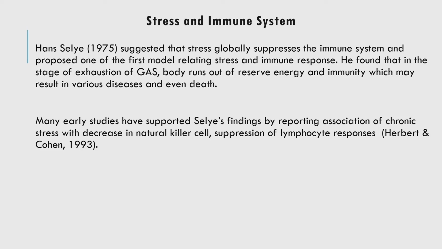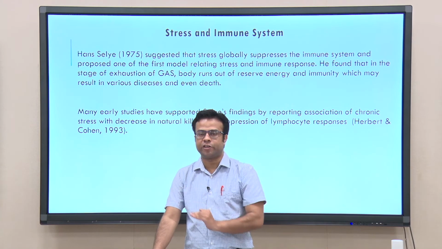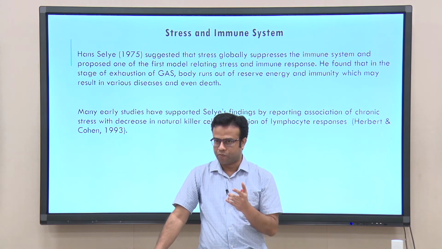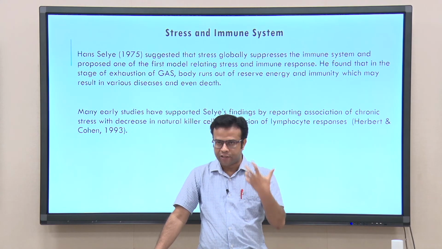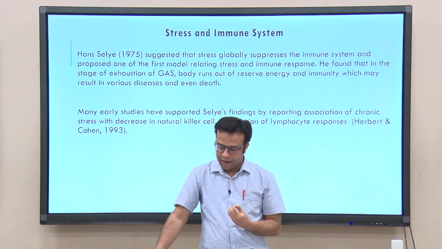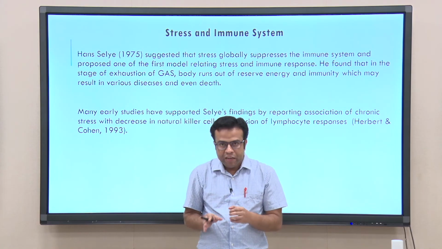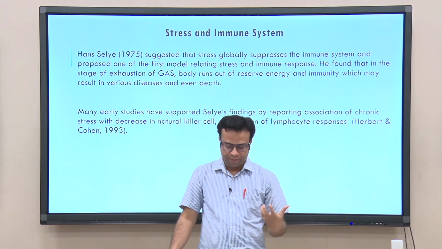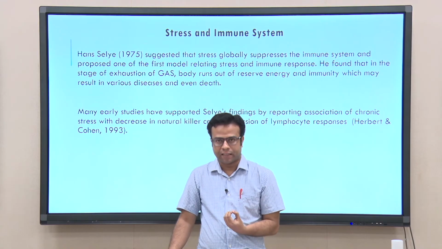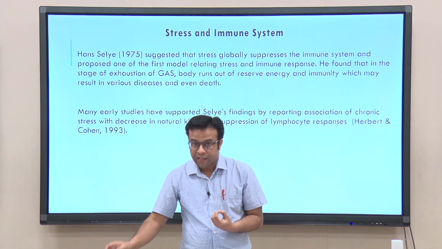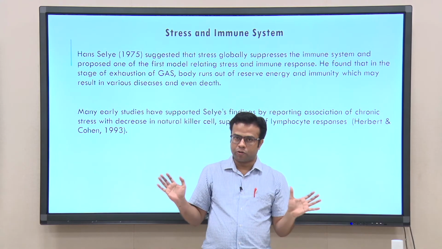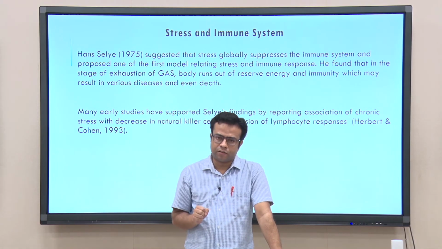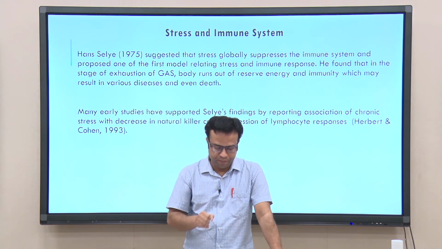He found that in the stage of exhaustion, which is the third stage of general adaptation syndrome, the body runs out of reserve energy. When the body is under chronic stress, it runs out of reserve energy, and immunity deteriorates at this stage. It causes various diseases, and it may even cause death. So Hans Selye in the 70s talked about how stress is connected to the immune system, particularly under chronic stress.